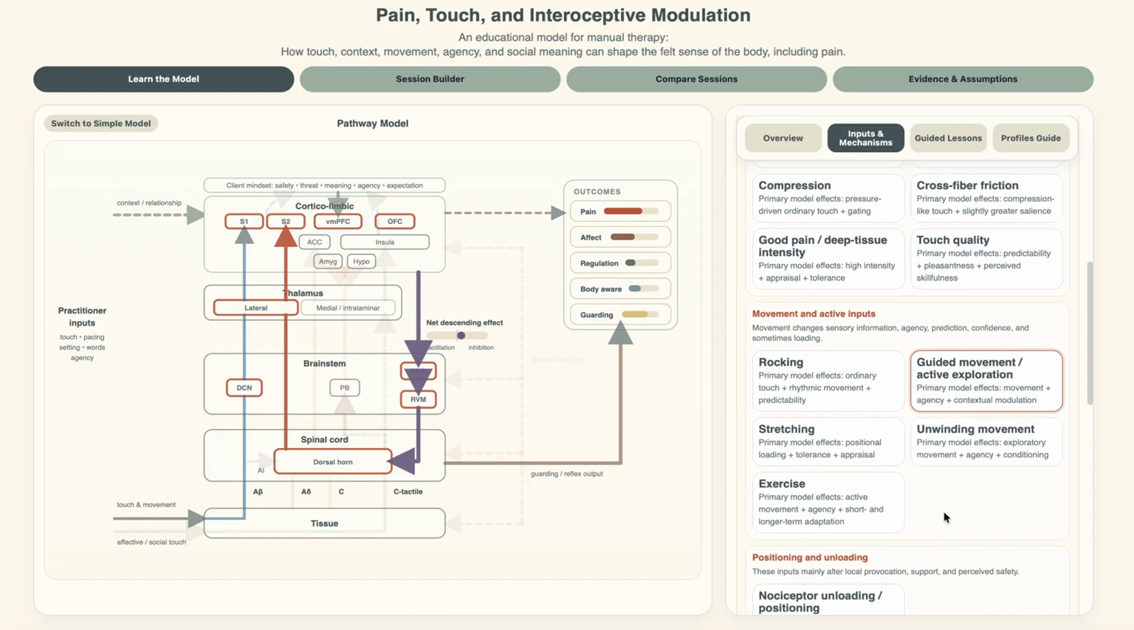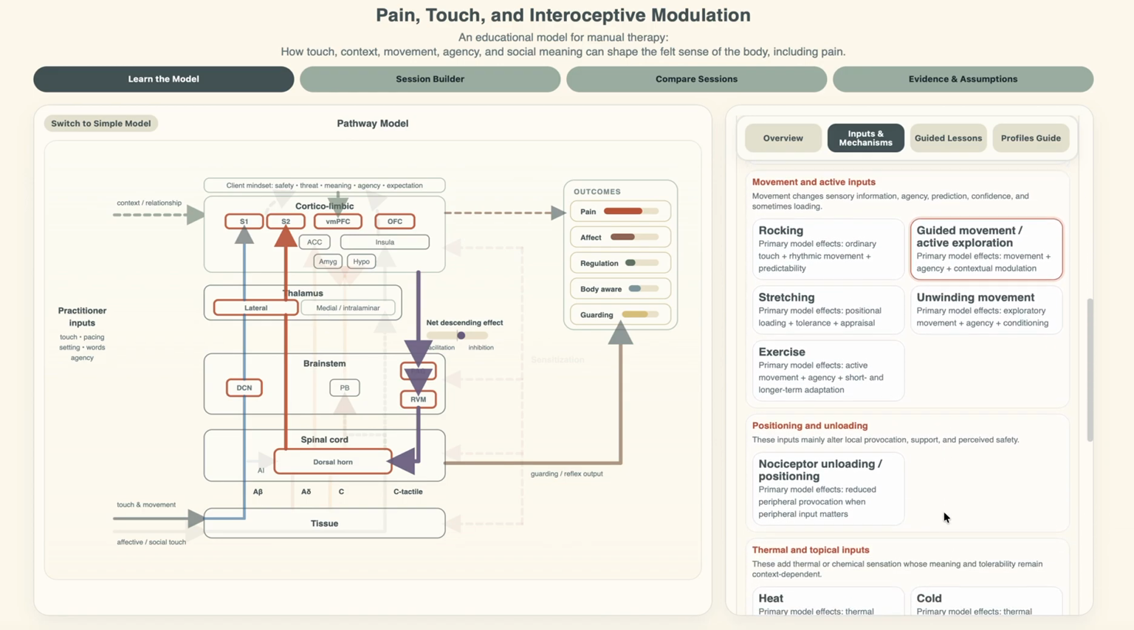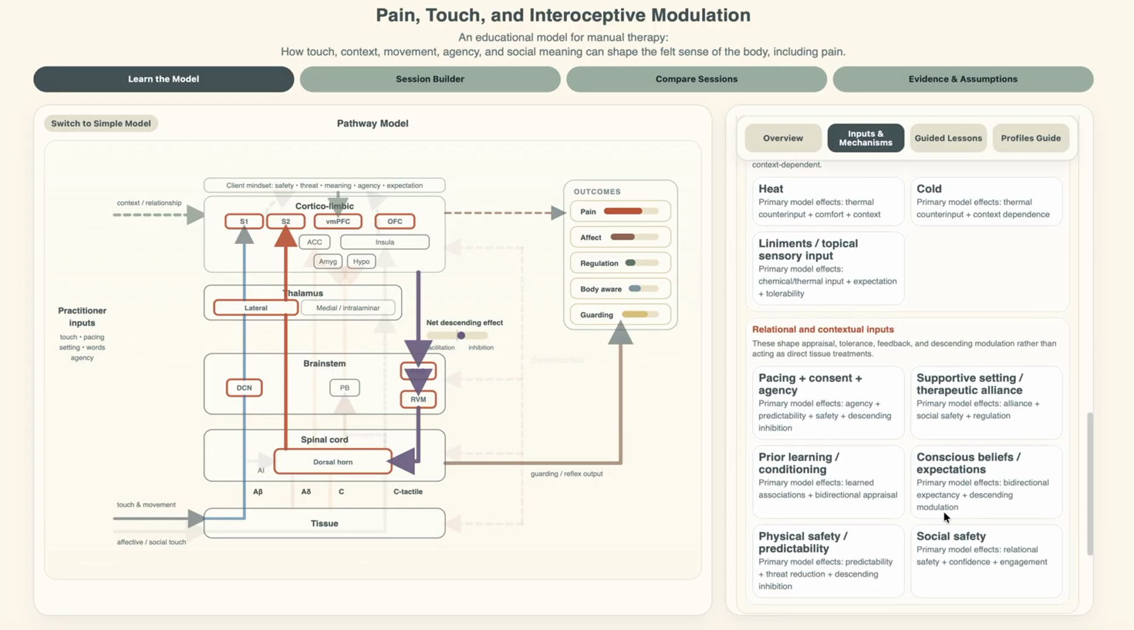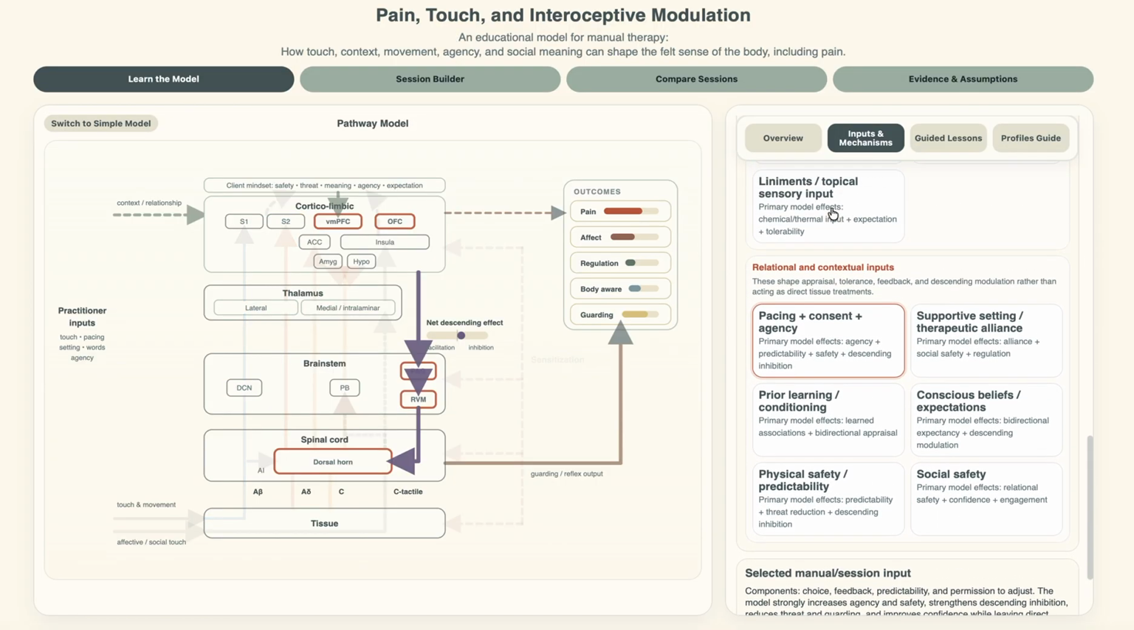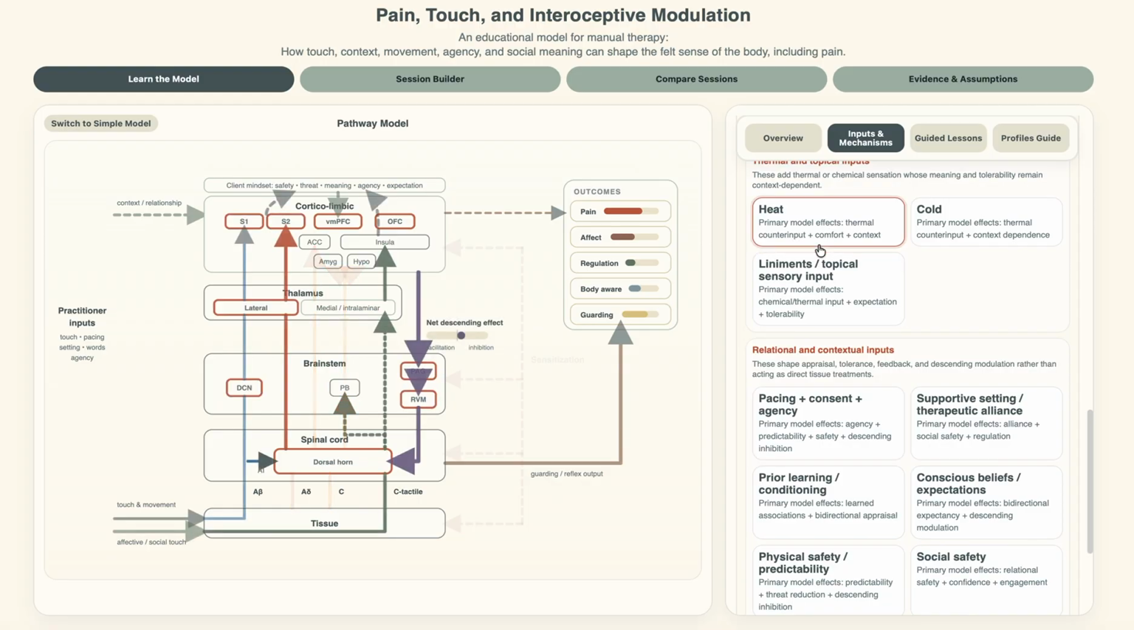Different techniques really can provide different kinds of sensory inputs, but named modalities often combine many of the same underlying ingredients. For instance, two practitioners using the same modality may actually provide quite different sessions, while practitioners using very different modalities may provide remarkably similar sensory and contextual experiences. So you can see all the different possible options that we can play with over here to look at how the model is affected. Now let's move on to guided lessons.